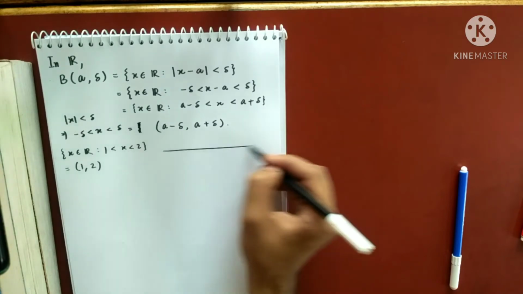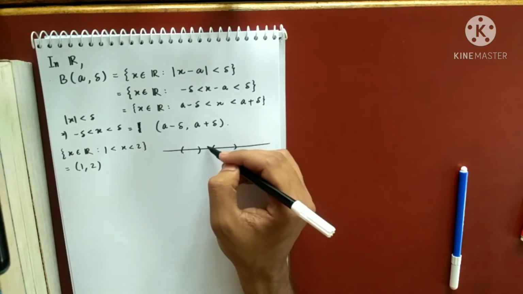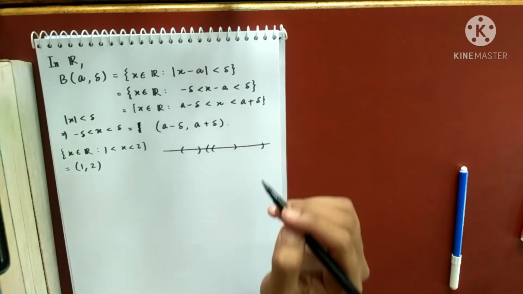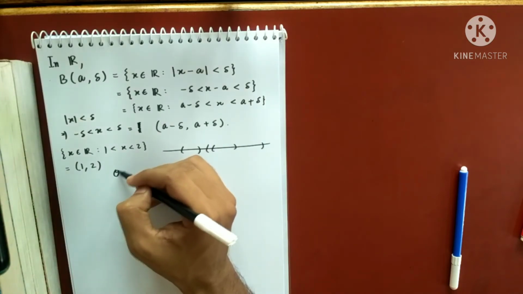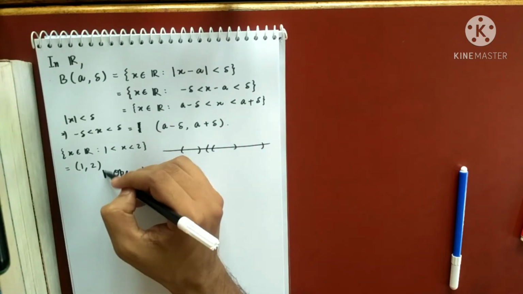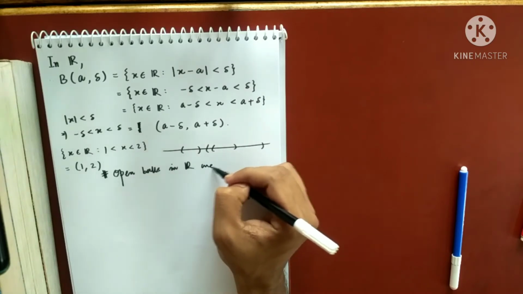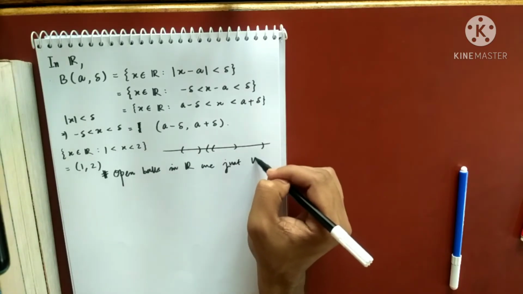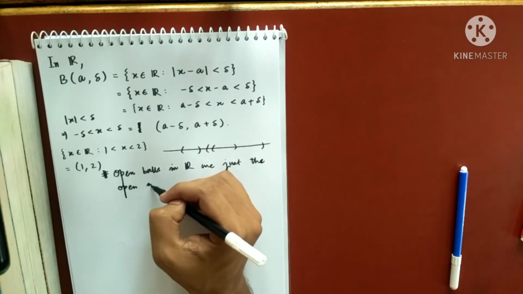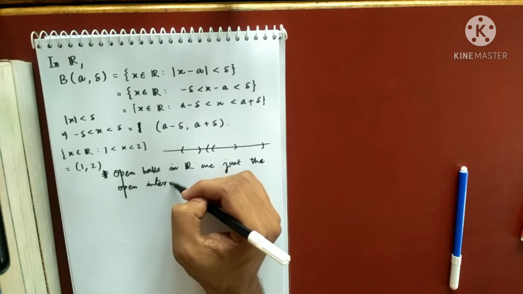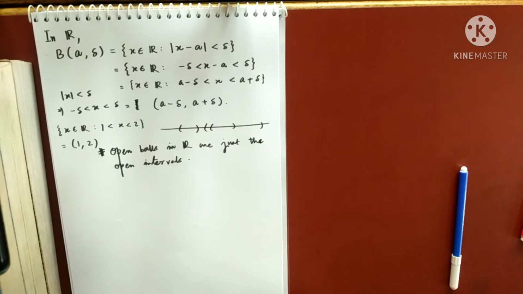So you give me the real line. This is an open ball. This is an open ball. From here to here, this is an open ball. So the open balls in R are nothing but open intervals. So we have a very good picturization now. Open balls in R are just open intervals.